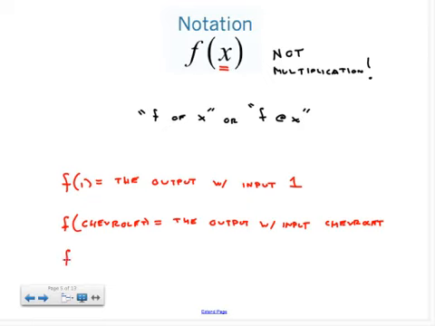And you can even plug in expressions into functions. So for example, we could plug in x plus h into a function, and all that would mean, f of x plus h is, what is the output when the input is x plus h? No big deal. But we have to not think of this as multiplication, because we'd be tempted to distribute the f to the x and to the h, but that's not allowed in general.